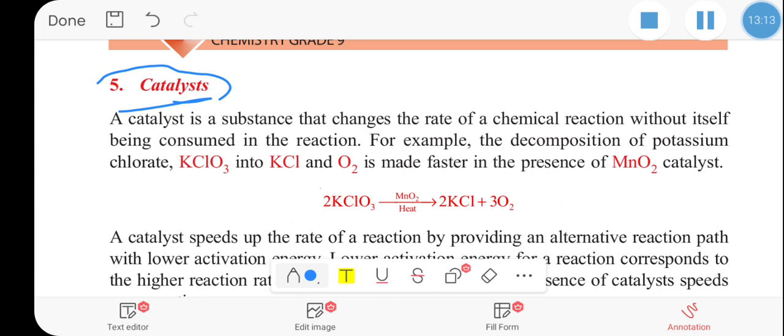There are two types of catalyst, positive catalyst and negative catalyst. Positive catalysts are catalysts that speed up the rate of chemical reaction, while negative catalysts are catalysts that retard or reduce the rate of chemical reaction.